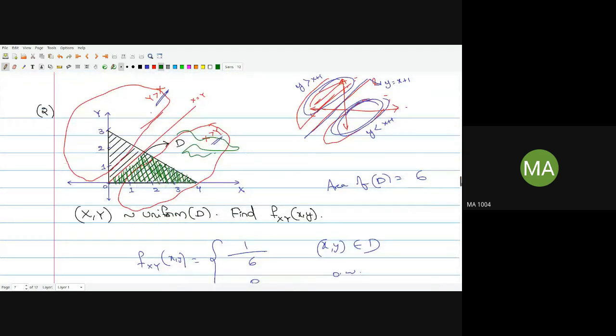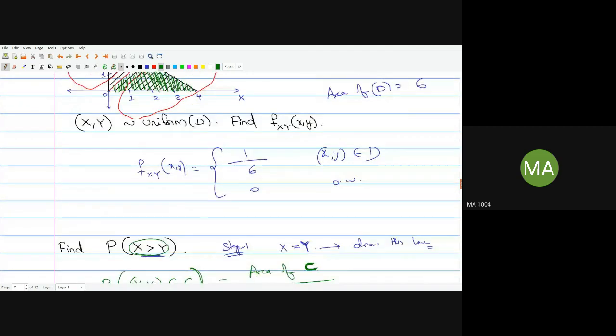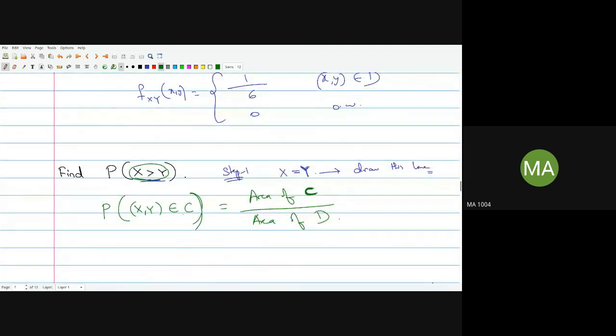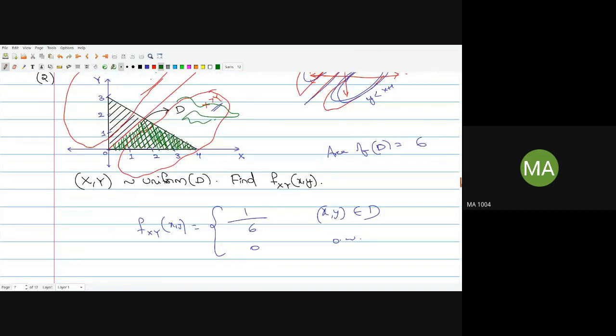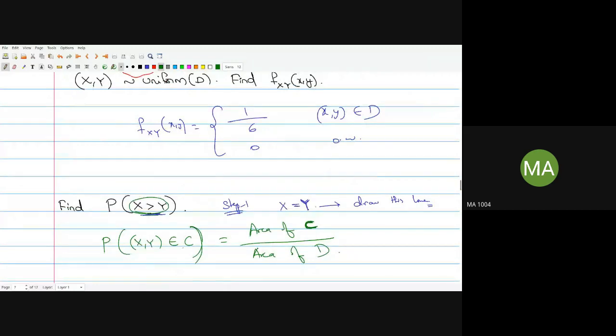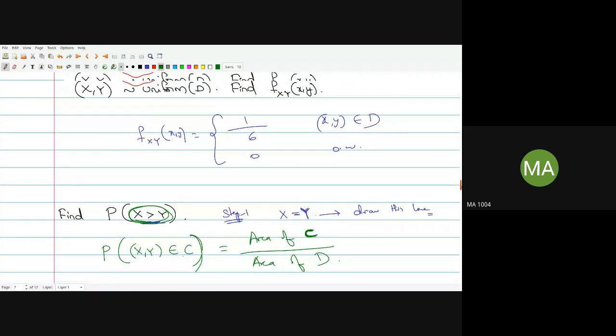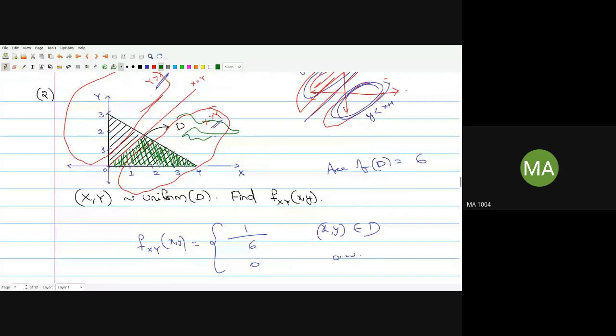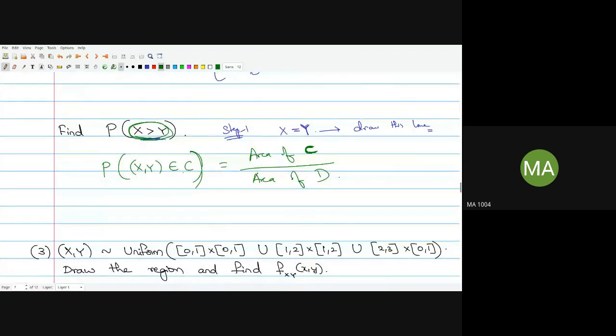For that you have to first identify the region. The first step is to remove the inequality and keep the equality sign, and after that you will get a line. Draw that line, and after drawing it, identify the region that represents x greater than y. That region will be this green region. Now finally, you have to find the area of this region, and the probability that x will be greater than y will be that area divided by the total area.